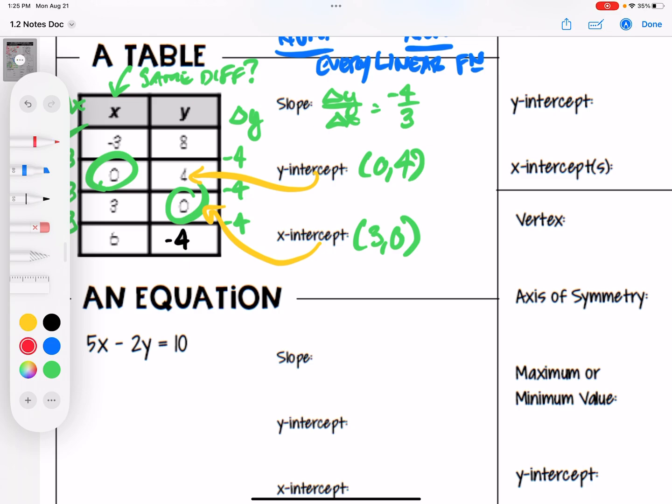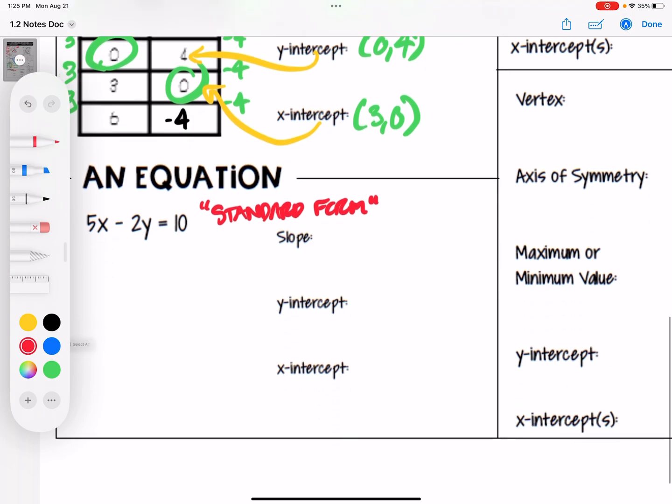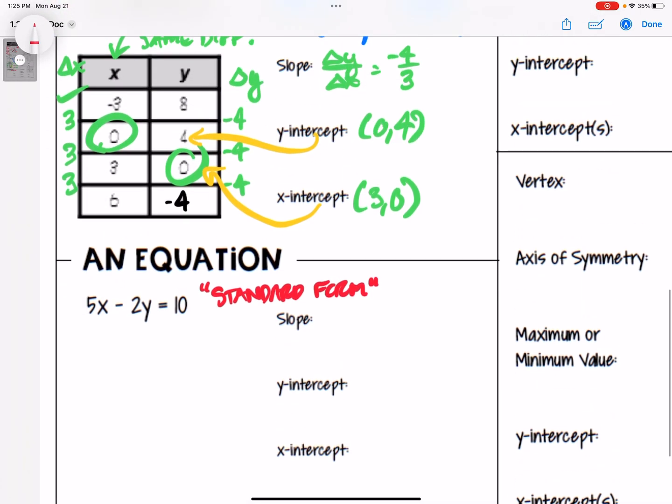Lastly, we can look at it as an equation in standard form. Standard here means kind of usual or basic. Not really our standard form. We prefer slope-intercept. So in order to get there, we have to solve for y.